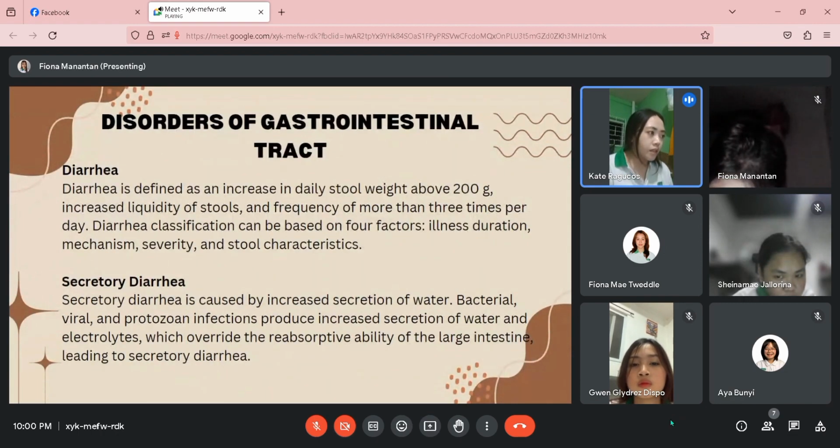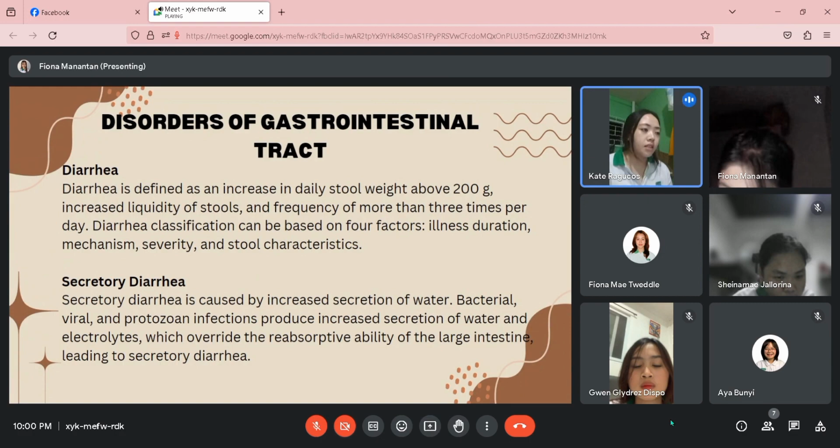Secretory diarrhea. Secretory diarrhea is caused by increased secretion of water. Bacterial, viral, and protozoan infections produce increased secretion of water and electrolytes, which override the reabsorptive ability of the large intestine, leading to secretory diarrhea. Enterotoxin-producing organisms such as Escherichia coli, Clostridium, Vibrio cholerae, Salmonella, Shigella, Staphylococcus, Campylobacter, protozoa, and parasites such as Cryptosporidium can stimulate these water and electrolyte secretions.